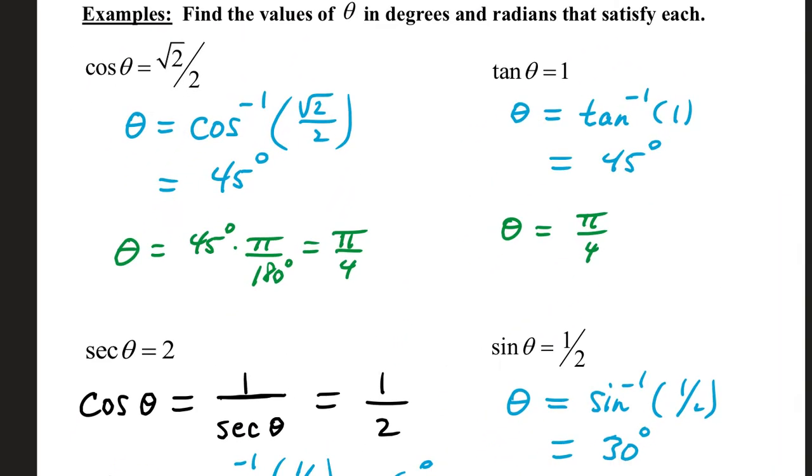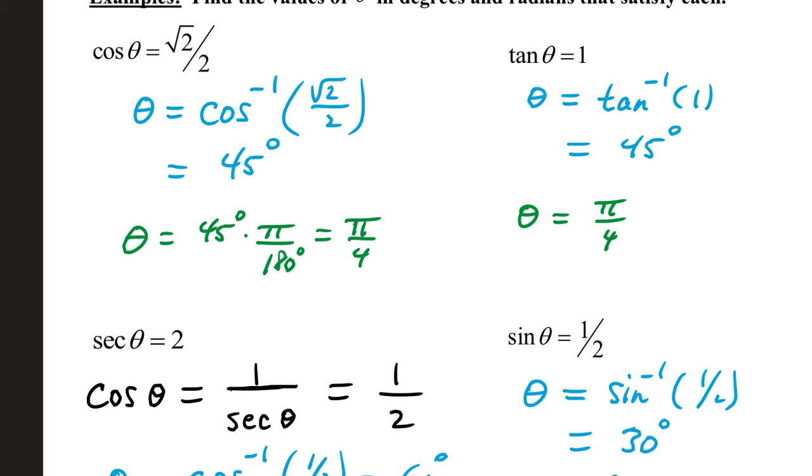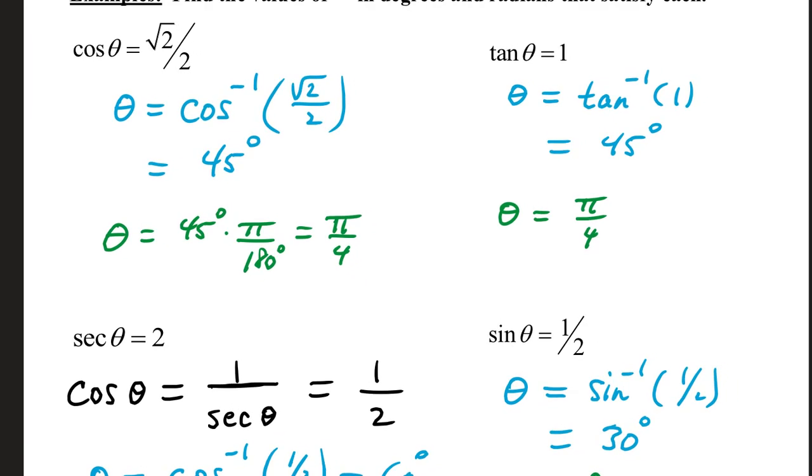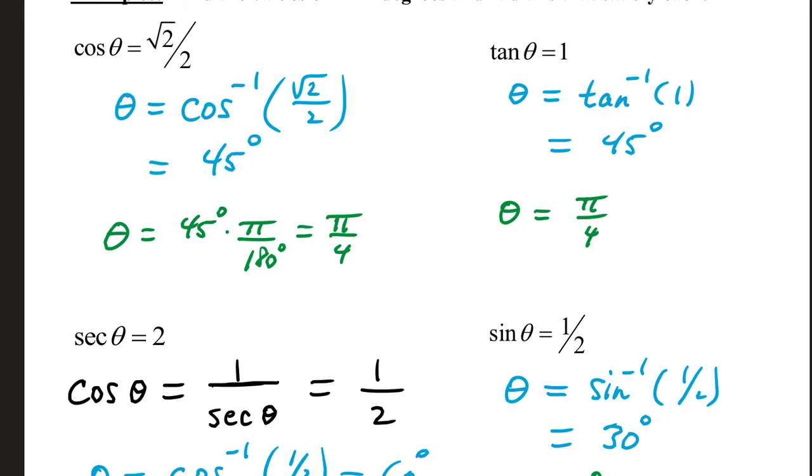Find the value of theta in degrees and radians that satisfies each. Now this time we're going backwards. We're going to have a trig function, its ratio, and we have to backtrack and find the angle. Now from the chart on the first slide, what you would do is go down the cosine row, find square root of 2 over 2, and then you would backtrack that to get your angle.